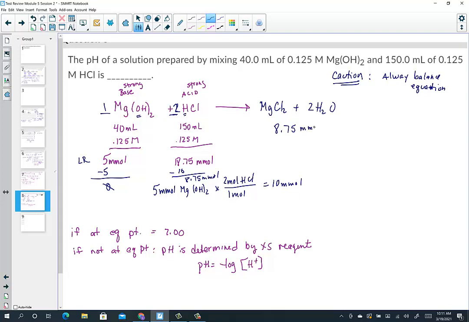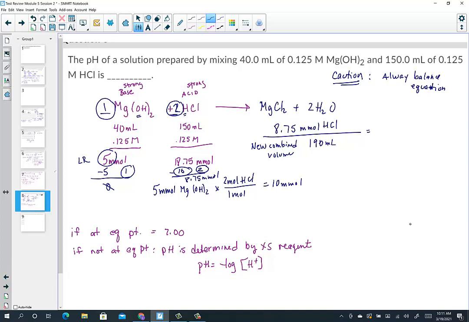If I'm going to make a mistake in this problem, it's forgetting to remember this is a 1 to 2 stoichiometry. For every 1 mole of base, I need 2 moles of acid. For every 5 moles of base, I'm going to use 10 moles of acid. The 8.75 millimoles of the acid over the new combined volume, which is 150 plus 40. We have a total of 190 mLs when I'm done adding those two solutions together.